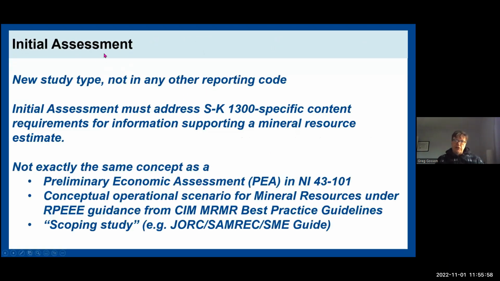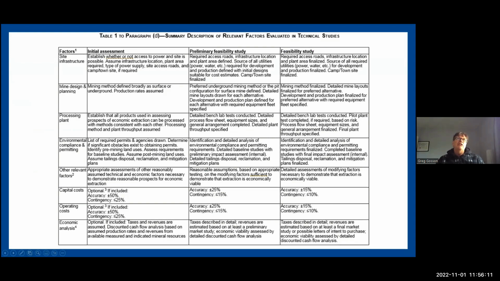This initial assessment is a new study type. It's similar to a scoping study or a PEA, but basically it supports how you establish reasonable prospects of economic extraction. So here are the three study types. This is table 1 in item 1302 of Regulation S-K. And there's your initial assessment study. There's your pre-feasibility study and feasibility study in the columns across the top.